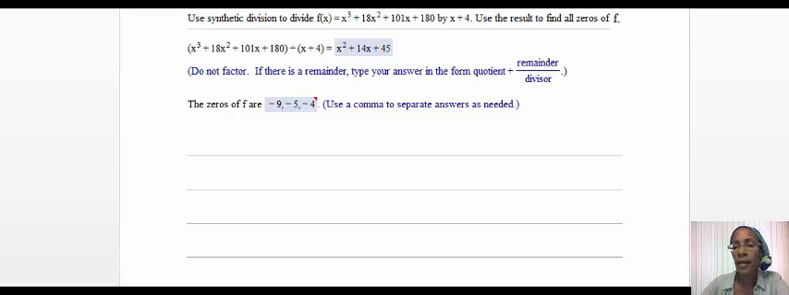All right, let's take a look at using synthetic division to divide f of x equals x cubed plus 18x squared plus 101x plus 180 by x plus 4. And we want to use the result to find all zeros of f.